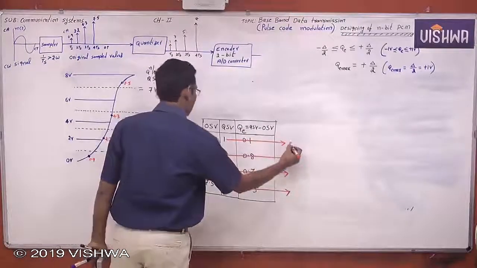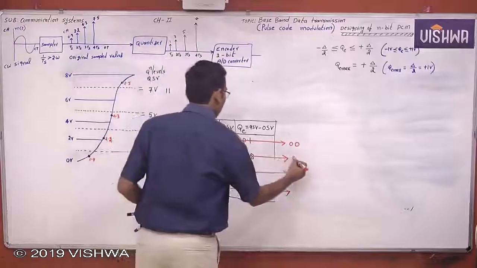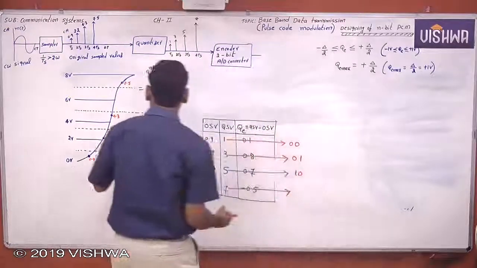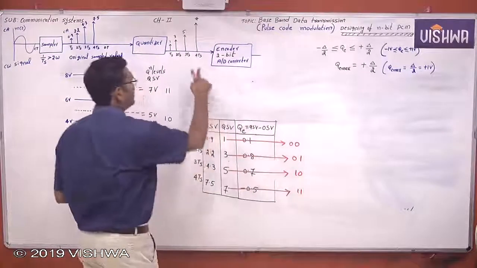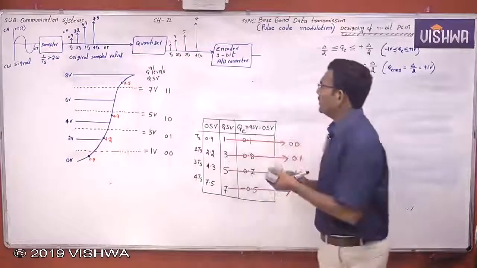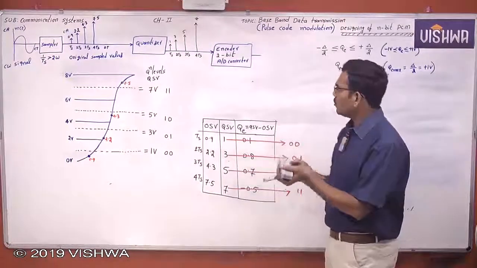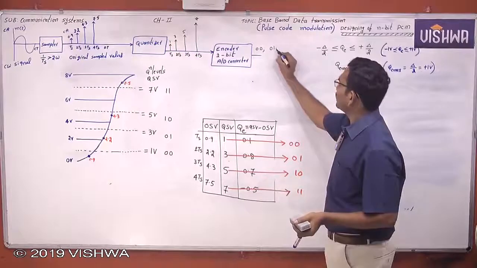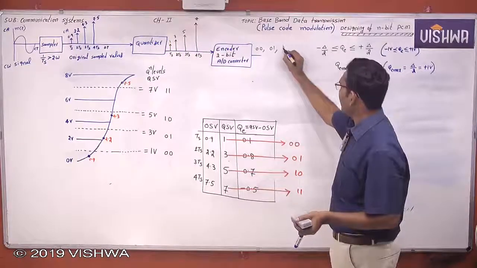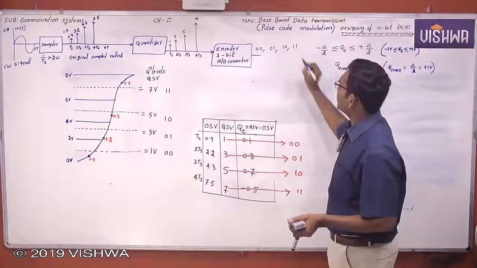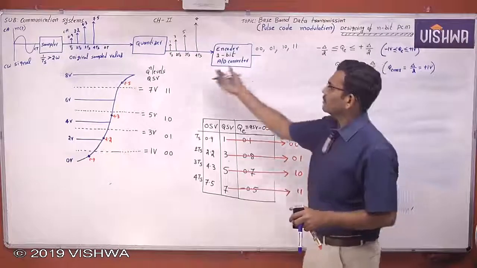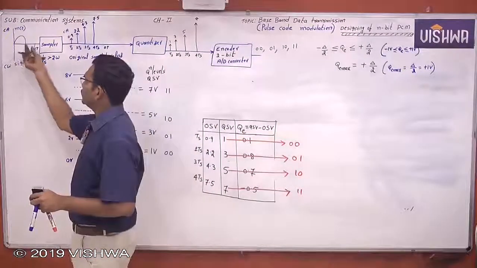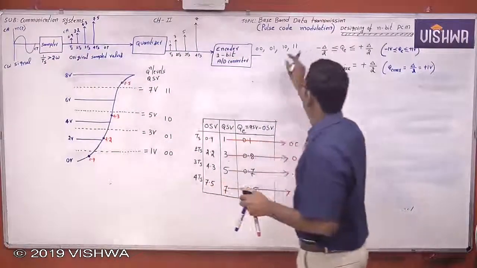Therefore 0 0, therefore 0 1, therefore 5 means 1 0, therefore 7 means 1 1. Each quantization level is encoded into 2 bits. Now, this is a 2-bit PCM system. Each quantized sample value is encoded into 2 bits. Now, this is the sample value, this is the binary data, and this is the original information. The continuous wave signal will be converted to a sequence of ones and zeros.